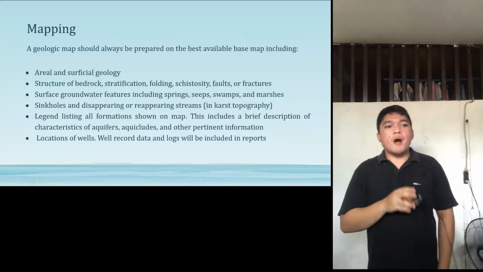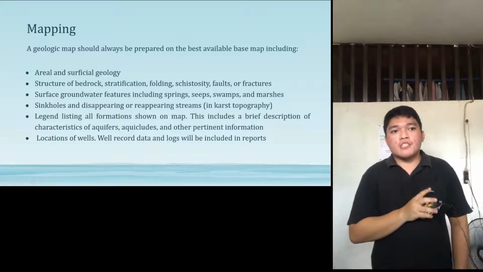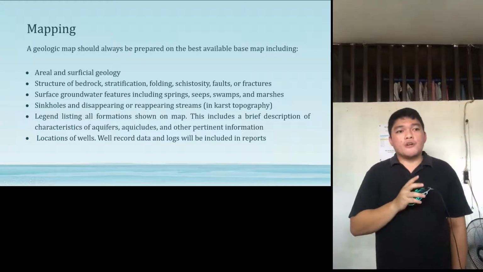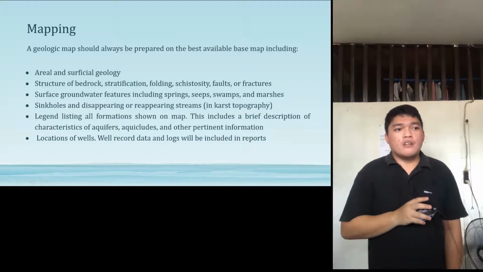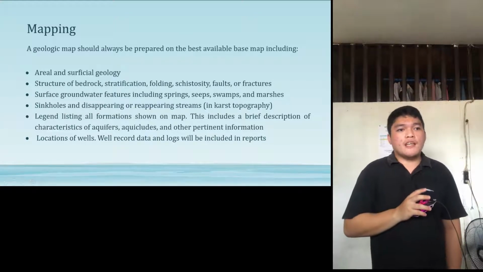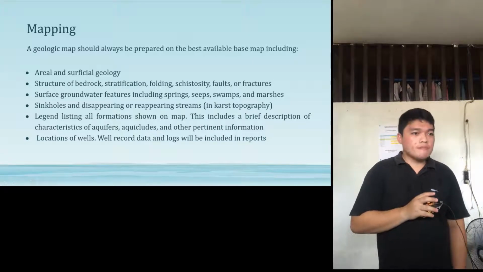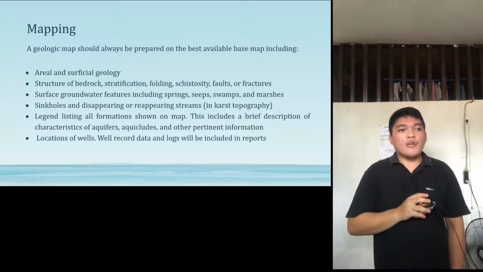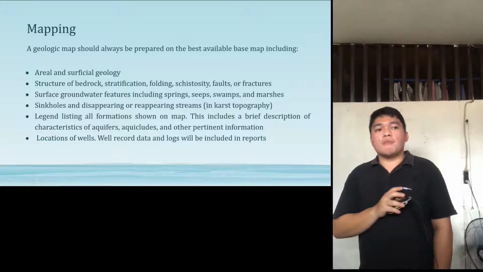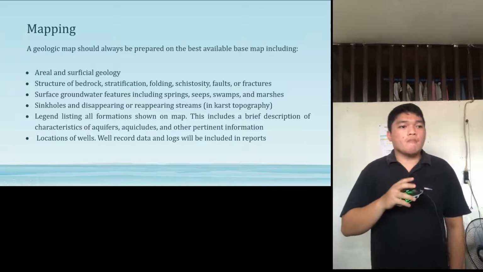A geologic map should always be prepared on the best available base map, including aerial and superficial geology, structure of bedrock and stratification, folding, schistosity, faults or fractures, surface groundwater features including springs, seeps, swamps and marshes, sinkholes and disappearing or reappearing streams.